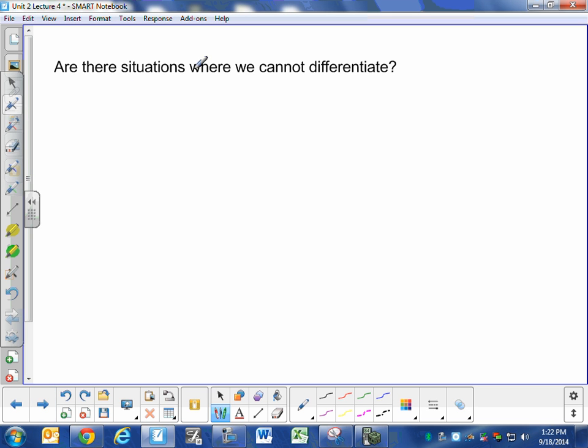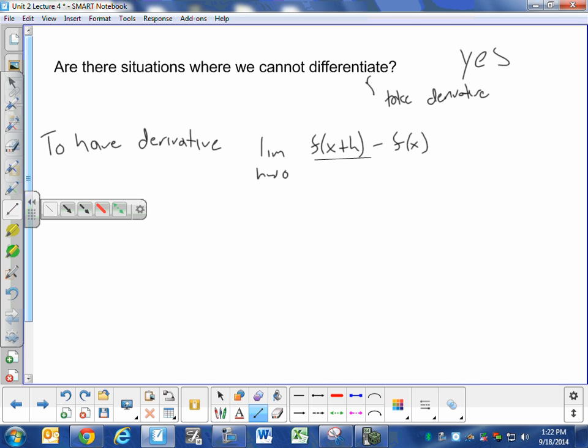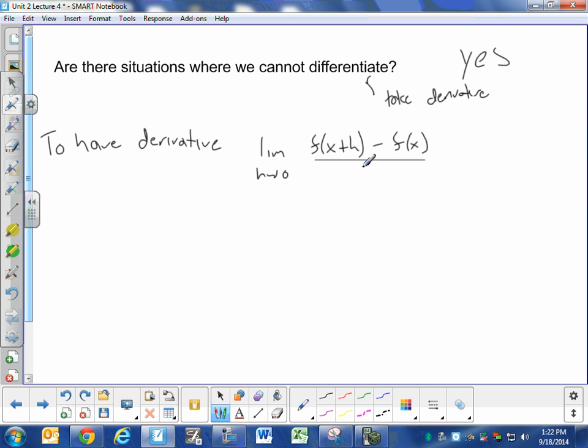Now let's talk about whether there are situations when we cannot differentiate. That means take the derivative. The answer to this is yes, and I'll tell you why. To have a derivative, this limit, which is the definition of a derivative, must exist.